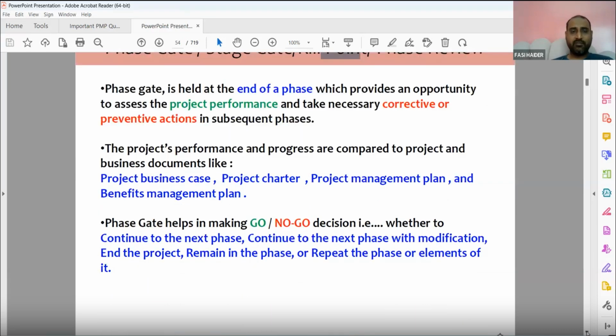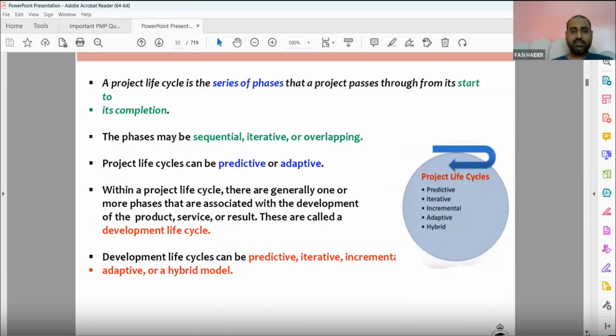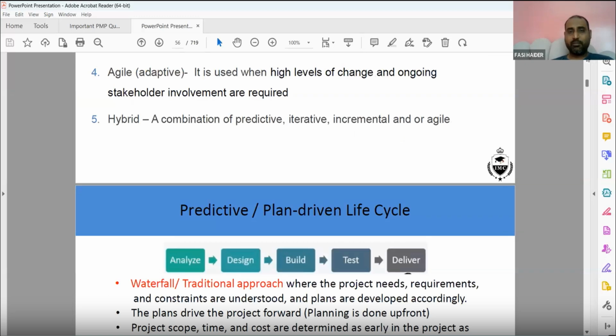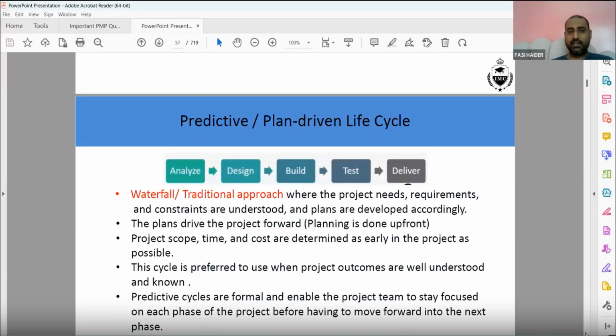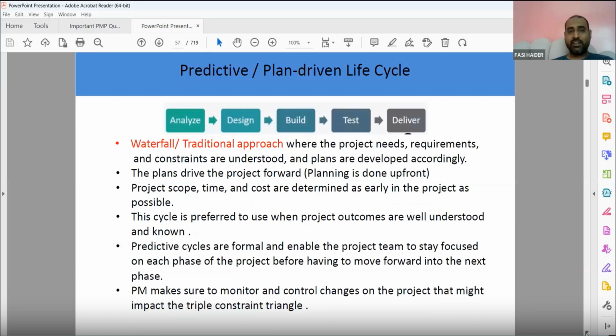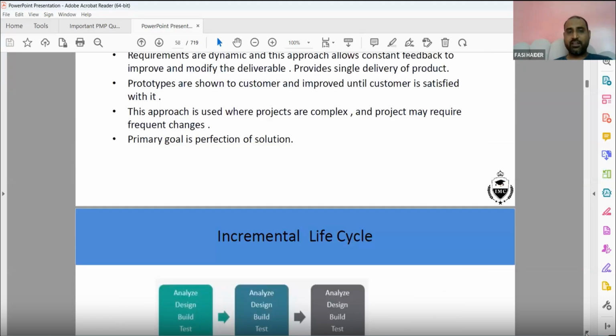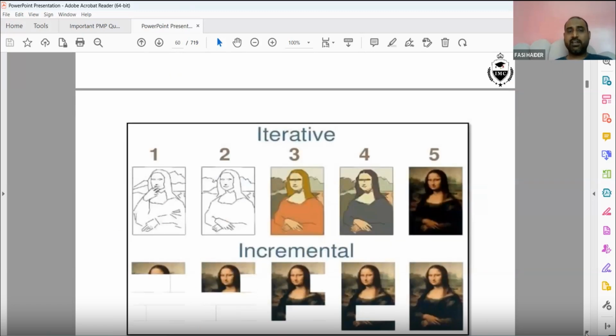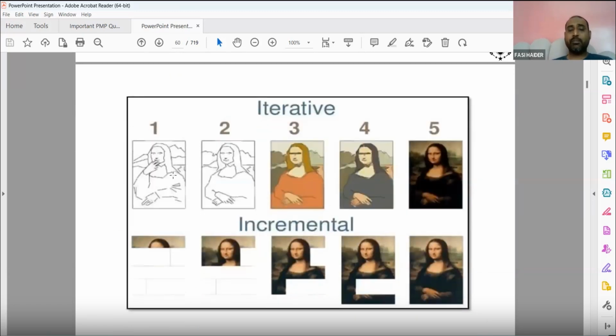Project and development life cycle. We were talking about the different types of life cycle: predictive or plan-driven life cycle, iterative life cycle, incremental life cycle. Then in agile, we talked about different types of life cycle. Then we said iterative: same thing, you are repeating, trying by iteration, by repetition, till you finally get it. Here you see the hand is here, a different color. Incremental: you make small, step-by-step improvements.